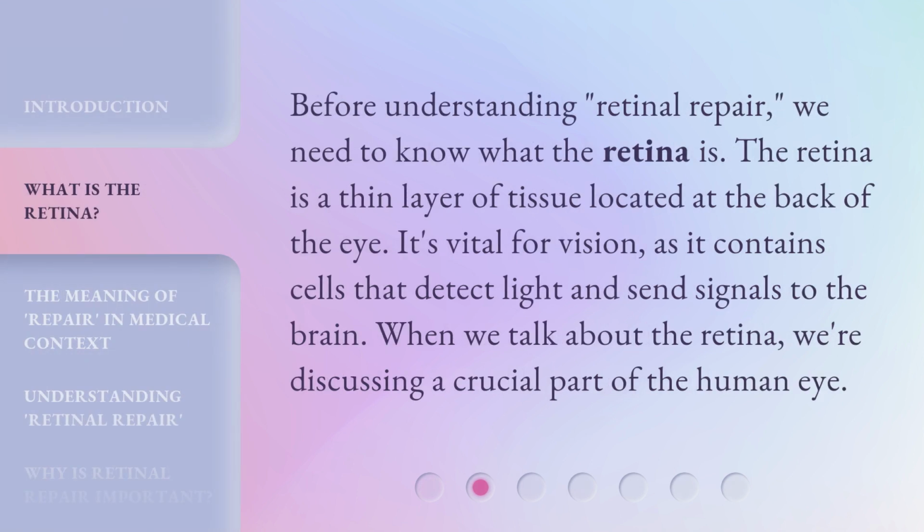Before understanding retinal repair, we need to know what the retina is. The retina is a thin layer of tissue located at the back of the eye. It's vital for vision, as it contains cells that detect light and send signals to the brain. When we talk about the retina, we're discussing a crucial part of the human eye.